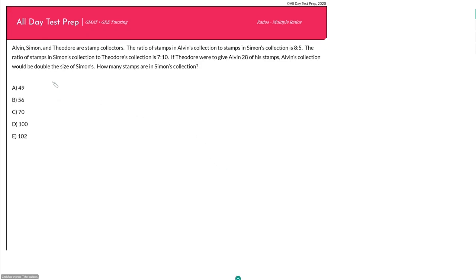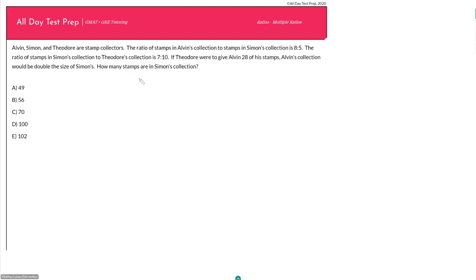So this question says, Alvin, Simon, and Theodore are stamp collectors. The ratio of stamps in Alvin's collection to stamps in Simon's collection is 8:5. The ratio of stamps in Simon's collection to Theodore's collection is 7:10. If Theodore were to give Alvin 28 of his stamps, Alvin's collection would be double the size of Simon's. How many stamps are in Simon's collection?